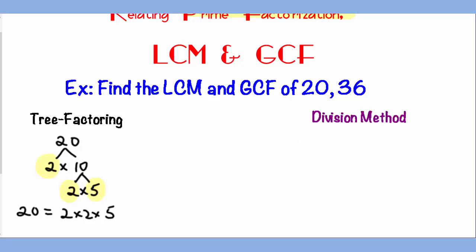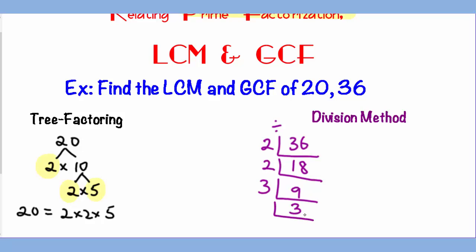And we will use the division method to find the prime factorization of 36. A prime number that goes into 36 is 2, bringing it down to 18. And 2 goes into 18 again, bringing 18 down to 9. 3 goes into 9, bringing it down to 3. And 3 goes into 3, bringing it down to 1, which is the birthday cake. And there you go. This is the prime factorization of 36.